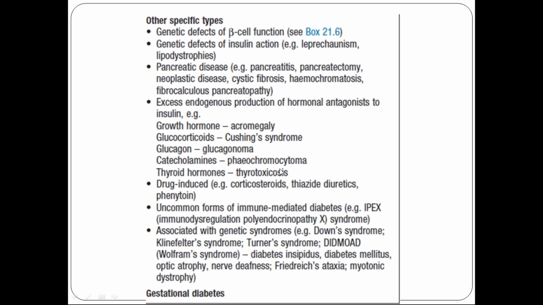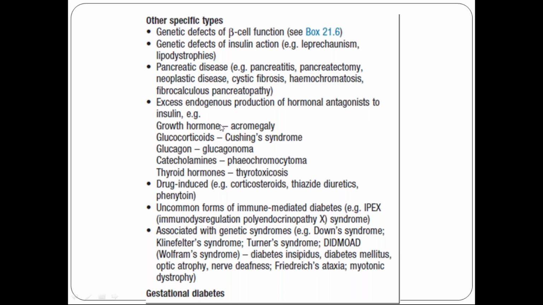So what are the other specific types of diabetes? That is genetic defects of beta cell function, genetic defects of insulin action, that is leprechaunism and lipodystrophies, and pancreatic disease, that is in case of pancreatitis, pancreatectomy, neoplastic disease or carcinoma of the pancreas, cystic fibrosis, hemochromatosis, fibrocalculous pancreatopathy. In all these conditions, there will be loss of pancreatic tissue, leading to decreased insulin secretion, leading to diabetes. And there will be excess endogenous production of hormonal antagonists to insulin.